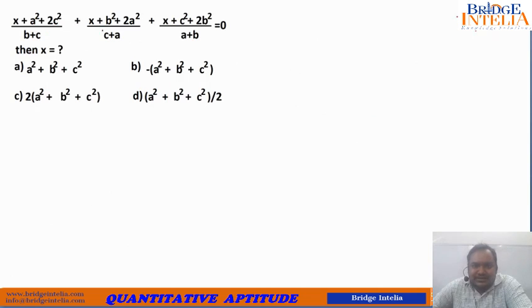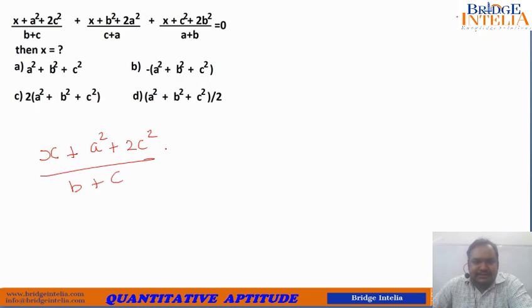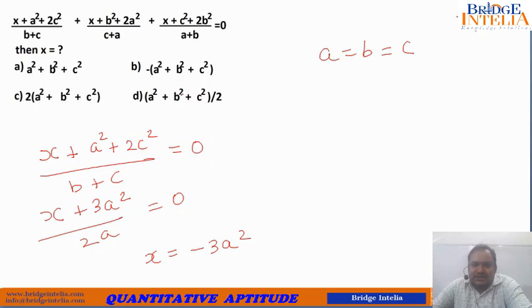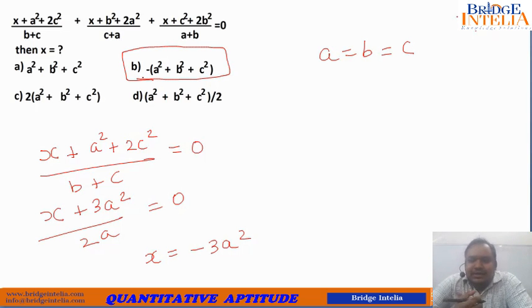Again you can see before you a symmetrical expression. So sum of 3 equal terms is given to us as equal to 0. It means each term must be equal to 0. So you have simply been told that x plus a square plus 2c square by b plus c must be equal to 0, and also a is equal to b is equal to c. So from here you can say that x plus 3a square by 2a is equal to 0. So this is possible only when x is equal to minus 3a square. So which option is correct? So this option is correct.